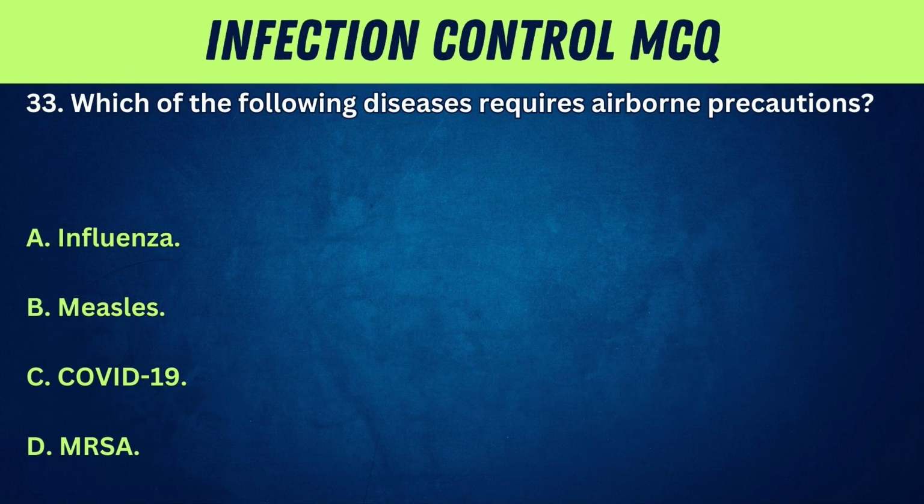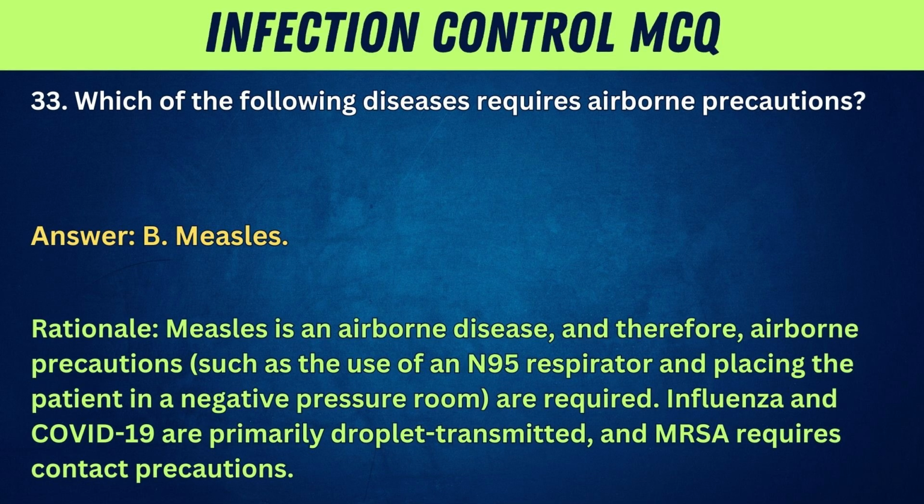33. Which of the following diseases requires airborne precautions? A. Influenza. B. Measles. C. COVID-19. D. MRSA. Answer: B. Measles. Rationale: measles is an airborne disease and therefore airborne precautions, such as the use of an N95 respirator and placing the patient in a negative pressure room, are required. Influenza and COVID-19 are primarily droplet transmitted, and MRSA requires contact precautions.